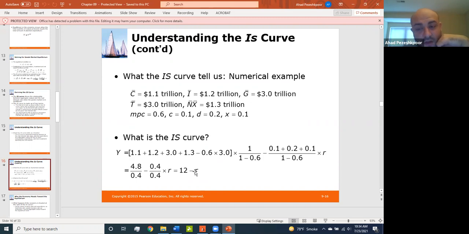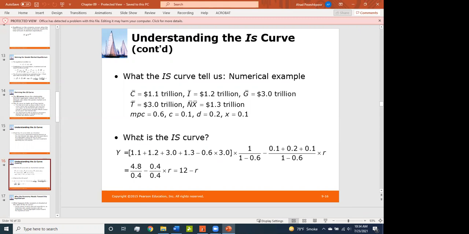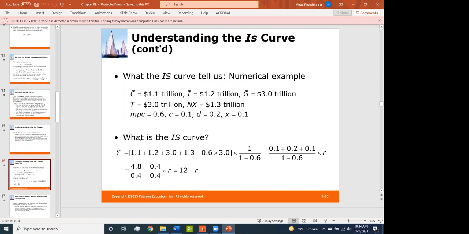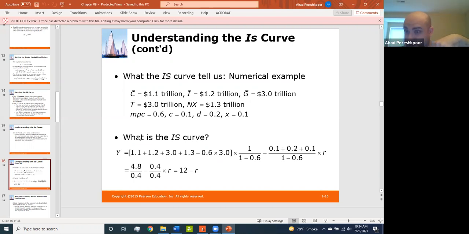If you increase your real interest rate by 1, how much will your output change? In this function, 12 minus r, if I increase my interest rate by 1, how much will my output change? It will be 11, yes, but how much did it change from 12? 1. One unit went down. This is important. It went down.